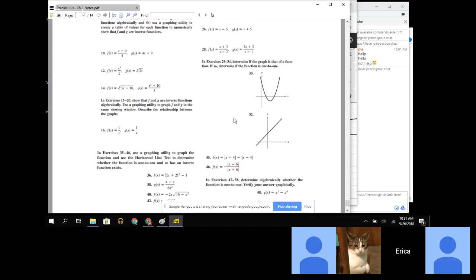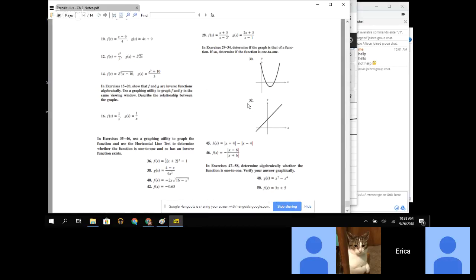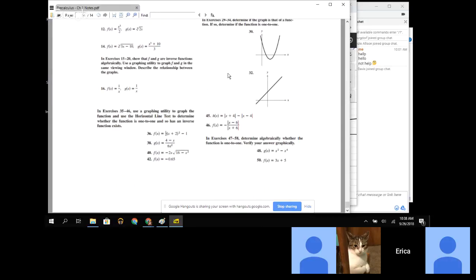Determine if the graph is that of a function. If so, determine if the function is 1 to 1. So basically on those problems, you're just going to be looking at the graph. So what do you think?